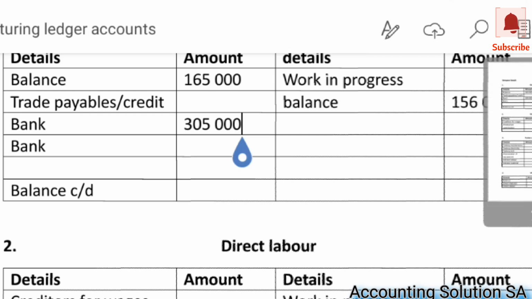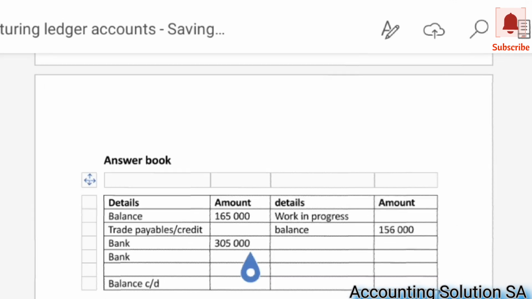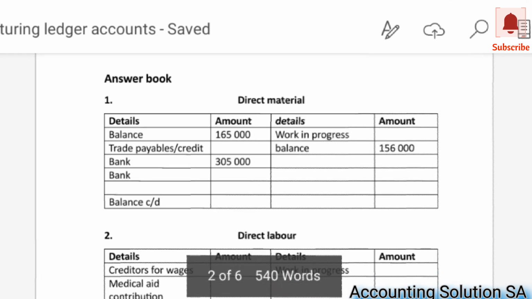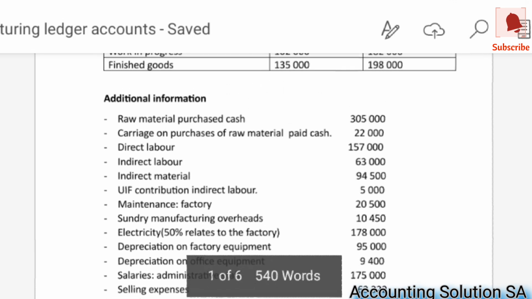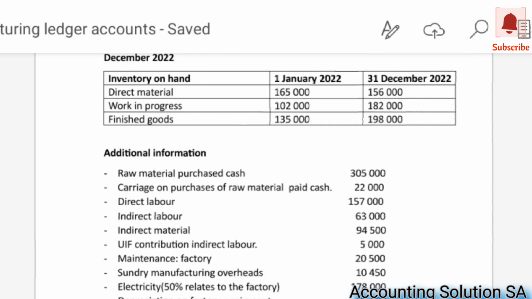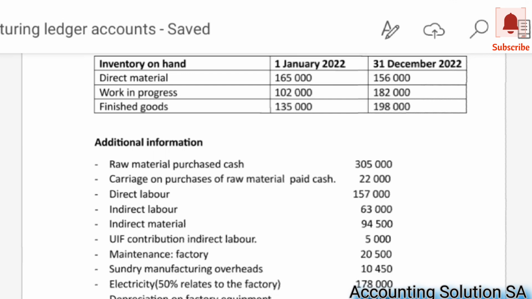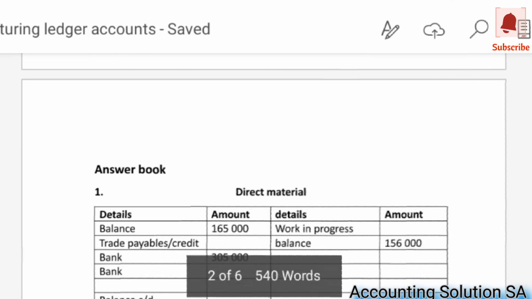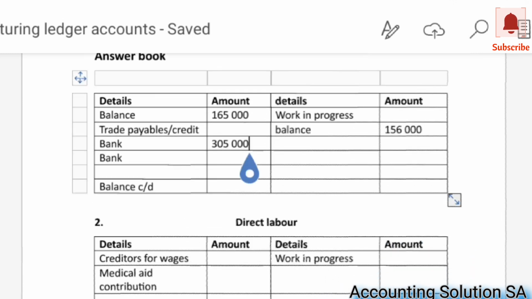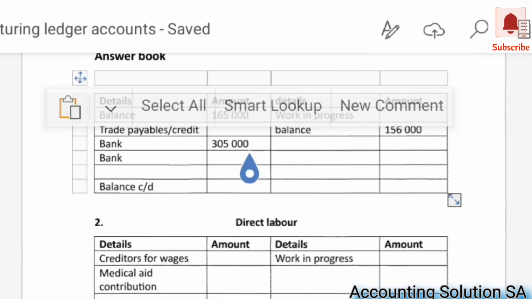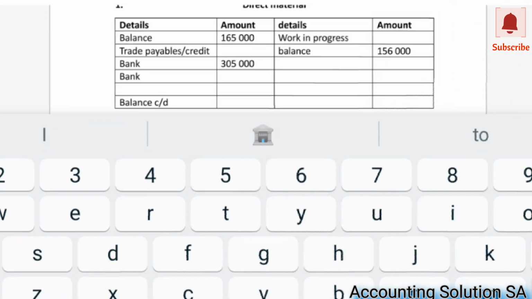So you have to make sure that you know the difference between these two, and you know where you record. Okay, then transaction number two, they said a carriage on purchase of raw material paid cash. In other words, we paid a transport, which means that that transport money is going to form part of the amount that we purchase a raw material, which is 22,000. Okay, the second is bank, because it has been paid cash, we have to use the description bank.